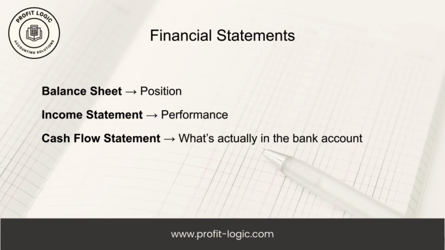So now we have like a 3-camera setup filming the business. We have the balance sheet, which shows our position. We have the profit and loss statement, which shows performance. And now we're going to have the cash flow statement, which shows us what's actually in the bank. And if all three don't tell a consistent story, then something's off.